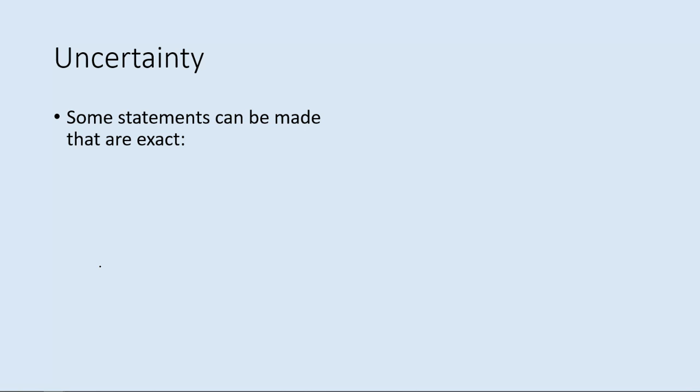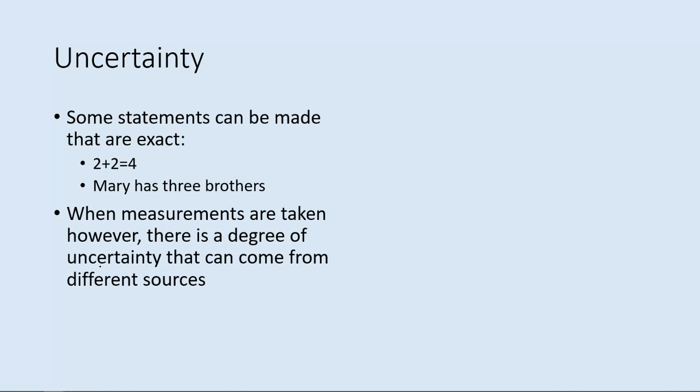So there are certain statements that we can make that are exact, an actual fact. So 2 plus 2 is going to give you 4. Or you could say that Mary has 3 brothers. These two things, you could be 100% certain are true. However, when we're taking measurements in science, physics, we're not always sure that what we're seeing or recording is exactly what it should be. And so we say there's a certain degree of uncertainty, and it comes from a few different sources.